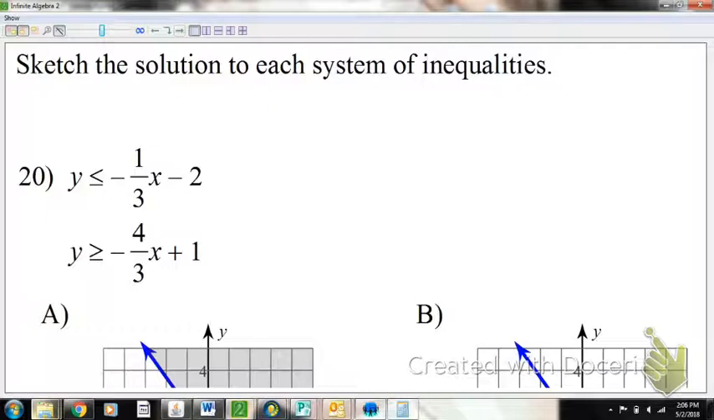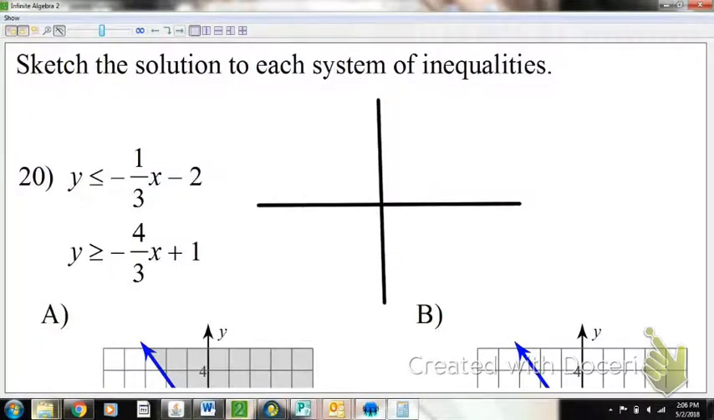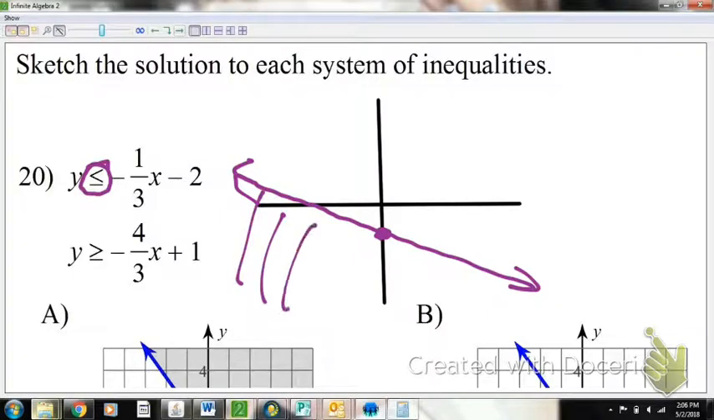Y is less than negative 1/3 x minus 2. And this is a multiple choice question. I'm not sure that it will be on the test tomorrow, but negative 1/3 x minus 2 has a y-intercept of negative 2, slope of negative 1/3. It's a solid line because of the less than or equal to, and less than means we're going to shade below it. Negative 4/3 x plus 1 has a y-intercept of positive 1.